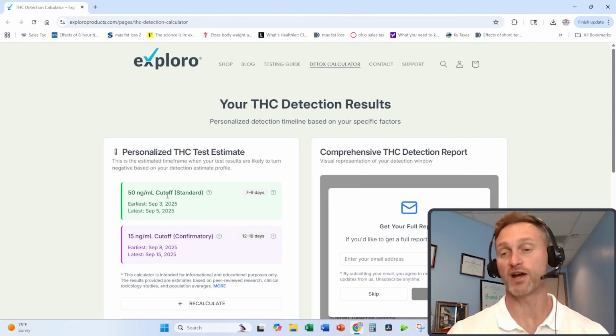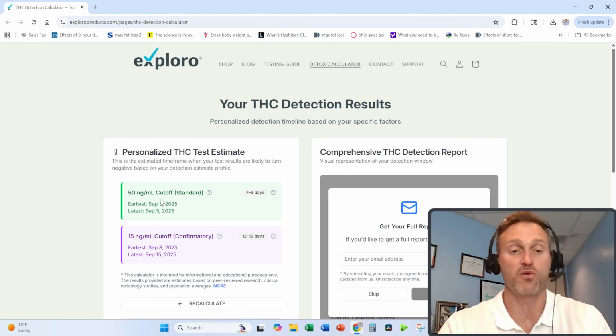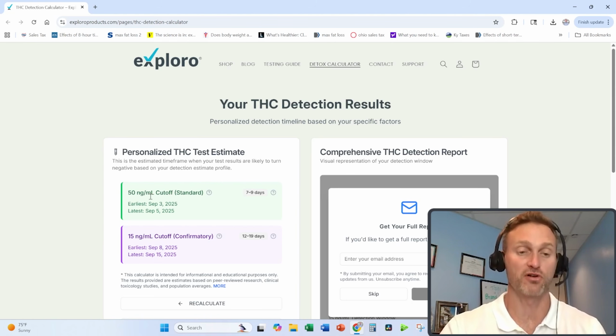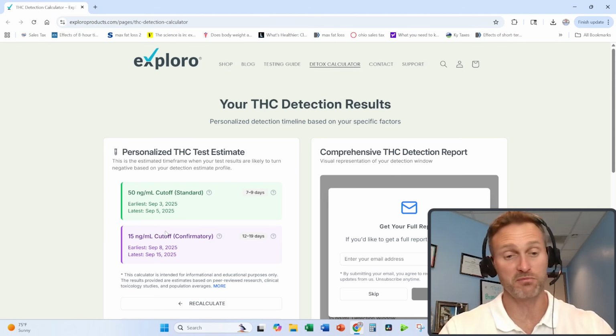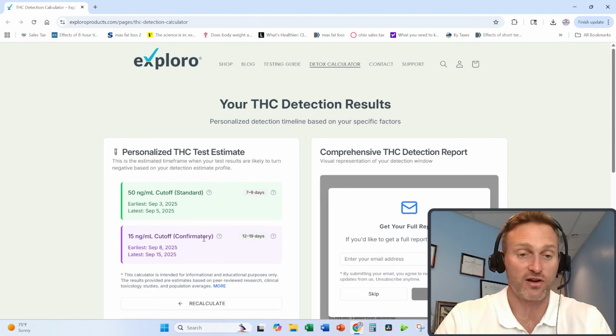Now, if you've got a private employer, or there's some other situation where you need to be tested, just ask what the cutoff level for THC marijuana is if you're concerned about it. It will typically be 50 nanograms per milliliter. But certainly a private employer can make up basically any rule that they want. So they can test at 15 nanograms per milliliter.